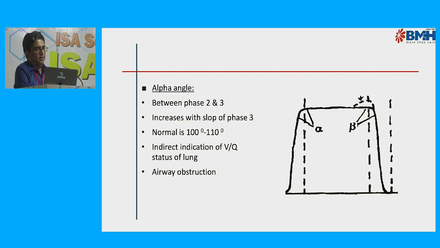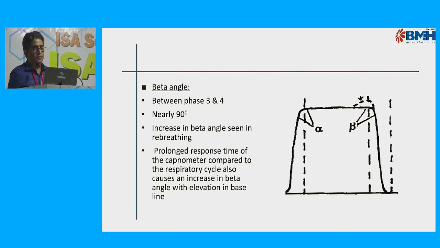There are 2 angles. One is the alpha angle, which is between phase 2 and 3. Normally it is 100 to 110 degrees, and it increases with an increase in slope of phase 3. It is an indirect measurement of ventilation by perfusion ratio. And the beta angle is 90 degrees. It is known as the kappa angle. It increases in rebreathing conditions and decreases in obstructive conditions.